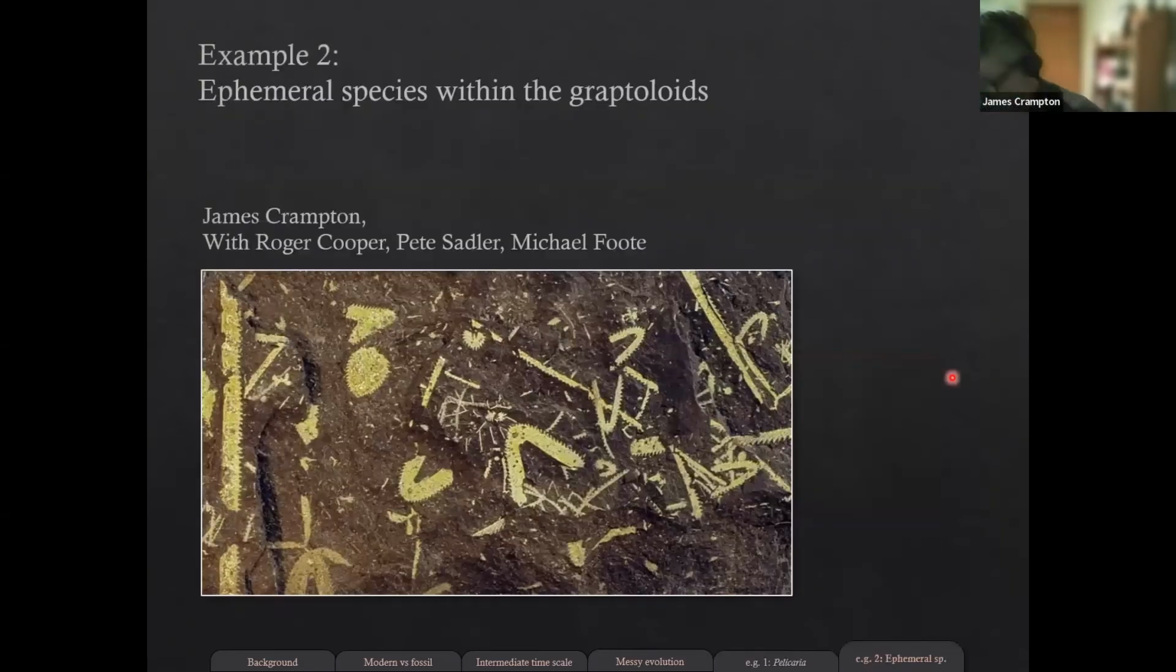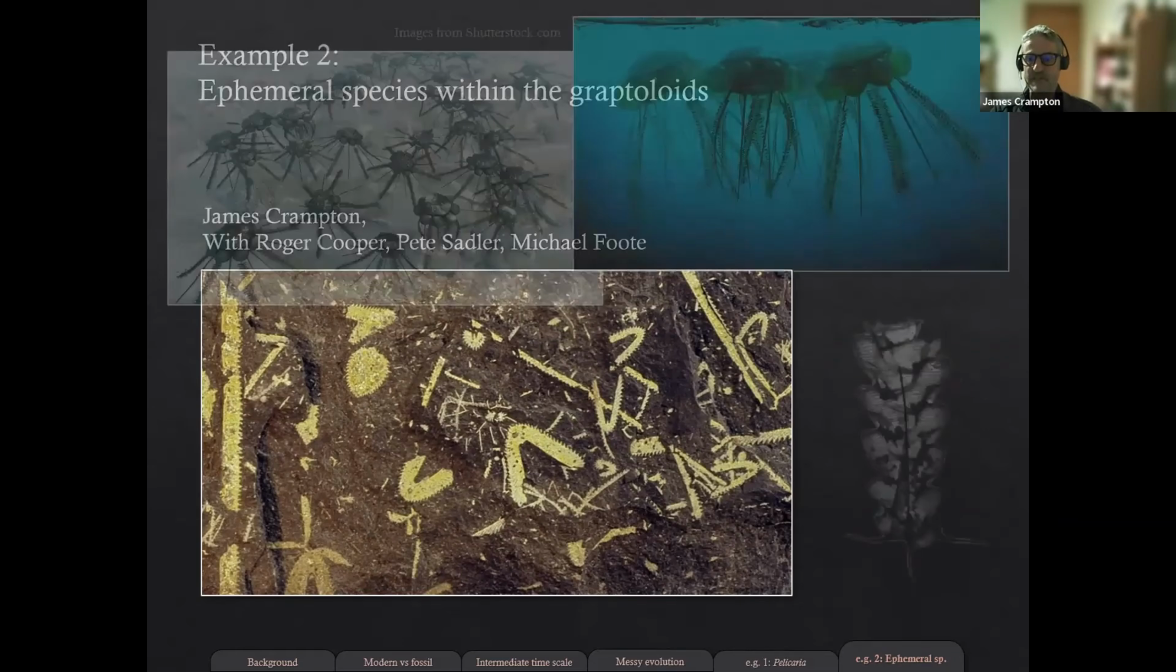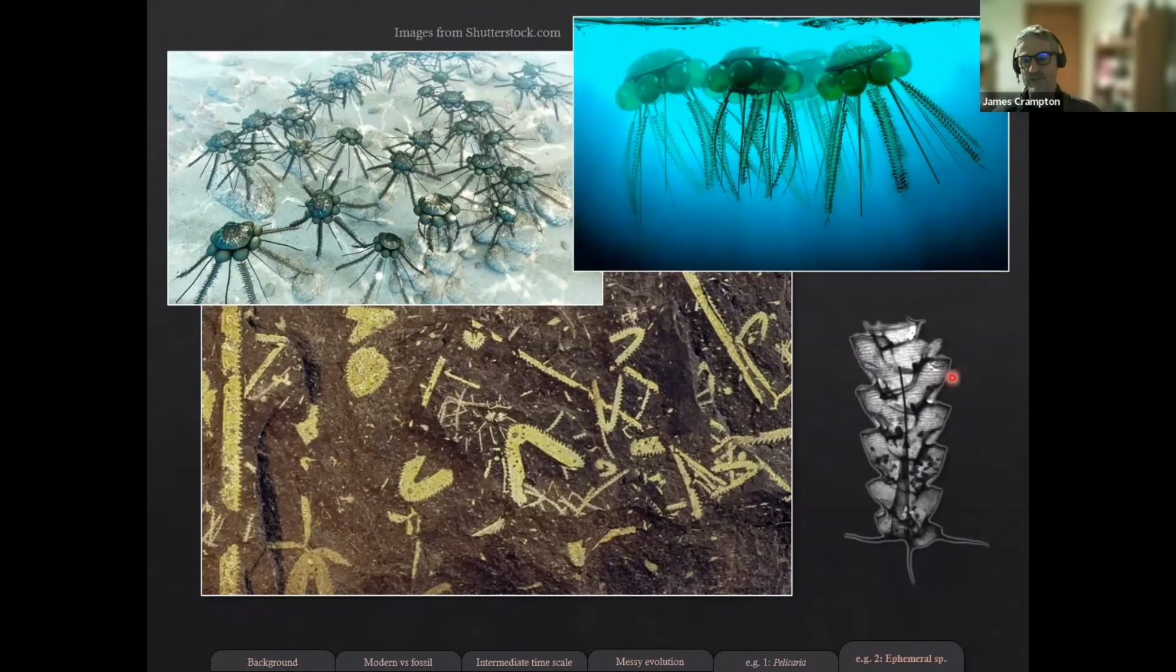I'm now going to get to the ephemeral species, the title, and talk about a bit of work that has been done. I can show you some results. And this is using graptoloids. For those who don't know, graptoloids were the major zooplankton group, animals floating in the water column through a large chunk of the Paleozoic. They were a colonial thing.